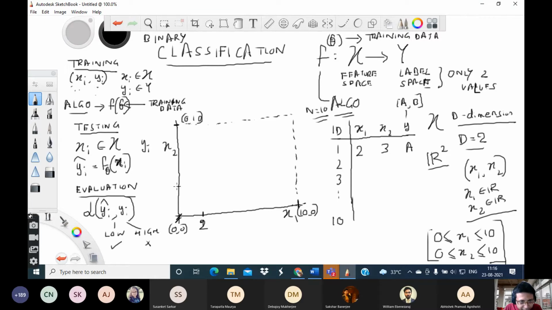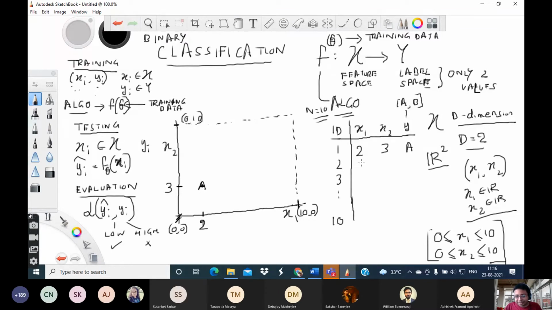This is, say, point 3. And so this point is the point which we are talking about, the training point. Since I cannot indicate the label Y here, instead of putting a point here, let me just write an A sign here. This is A.